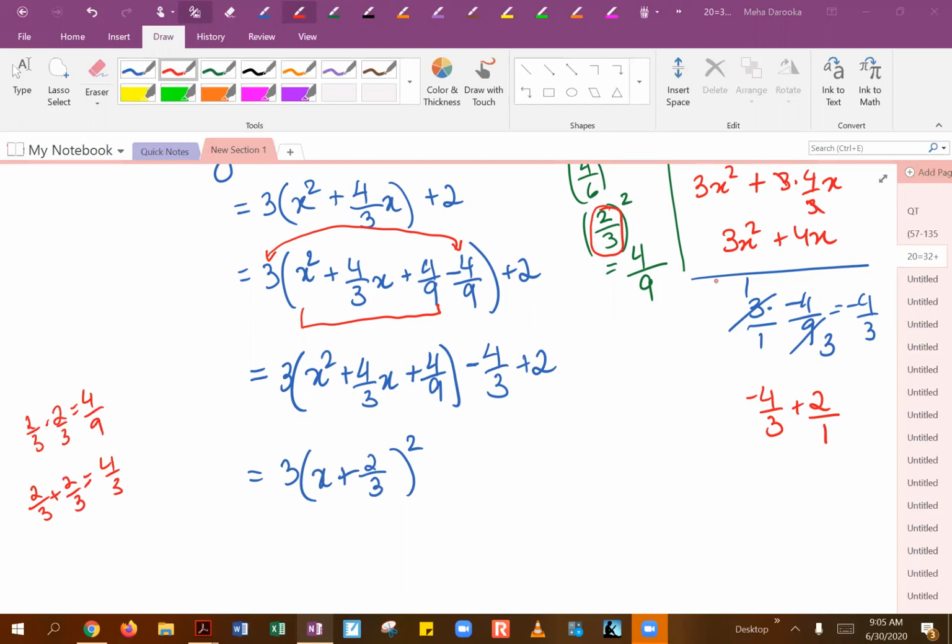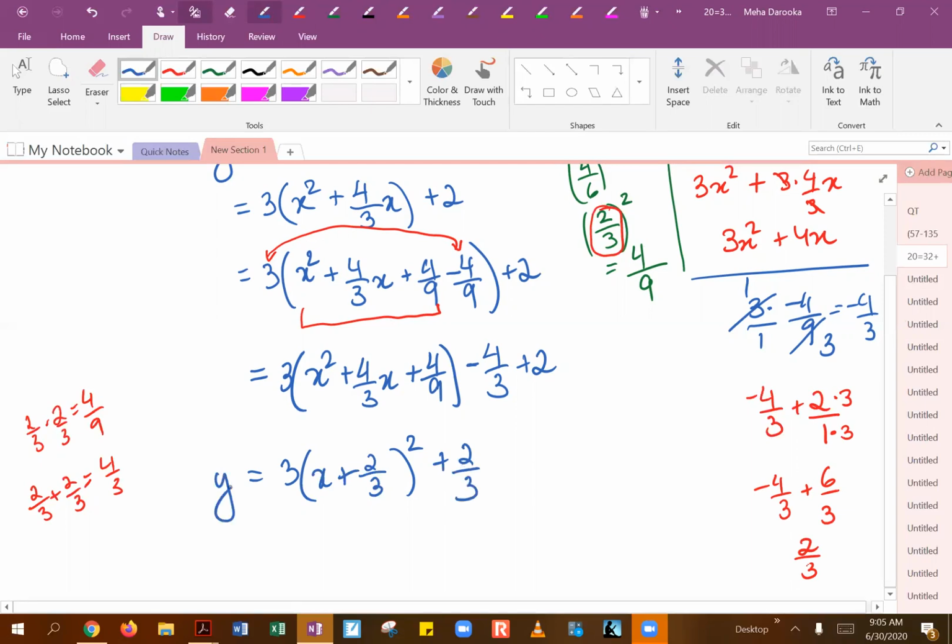Okay, so basically remember here, you either use your calculator, or if you're trying to do this by hand, we need to have a common denominator. So multiply our 2 over 1 with 3 so that we can get that common denominator of 3, which will of course become 6/3, and then negative 4 plus 6 will give you 2. So this will become positive 2/3. And this is our equation in the transformation form.